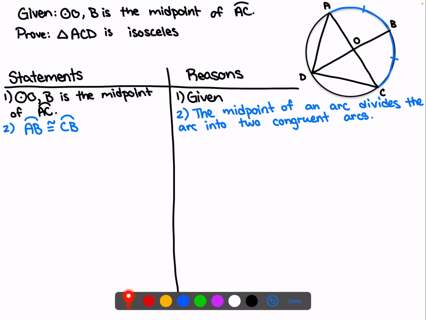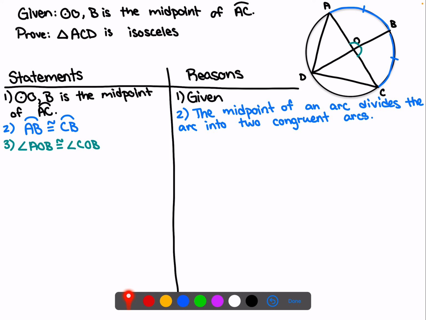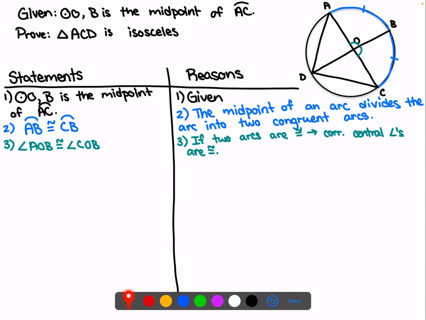So I have some central angles here that match up with these intersected arcs. Therefore I can say that angle AOB, this angle right here, matches with this arc, and angle BOC matches with this arc. So therefore I can say that angle AOB is congruent to angle COB. The reason we can say that is because if two arcs are congruent, then the corresponding central angles are congruent.